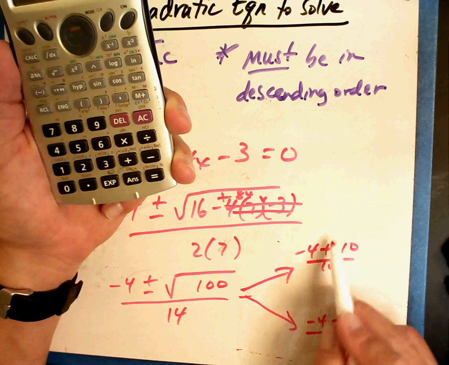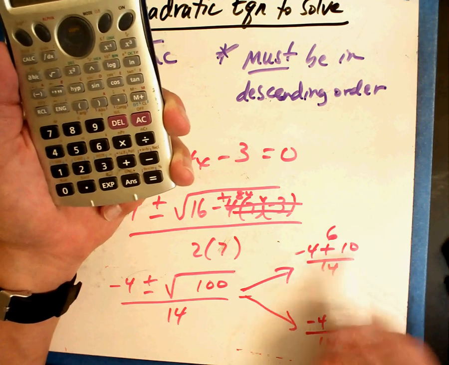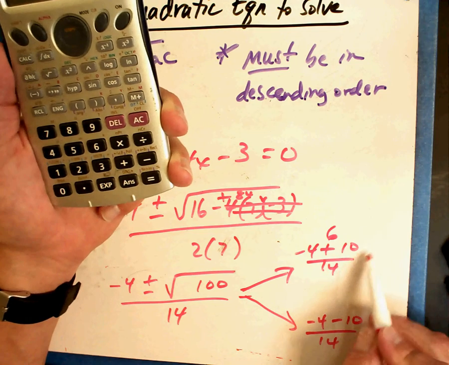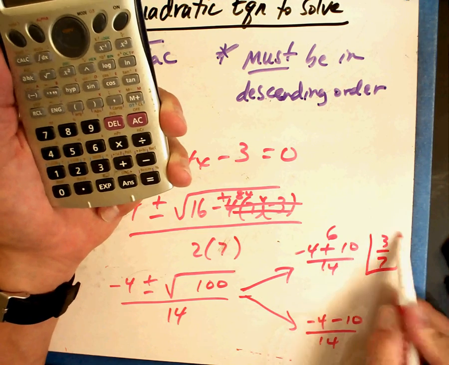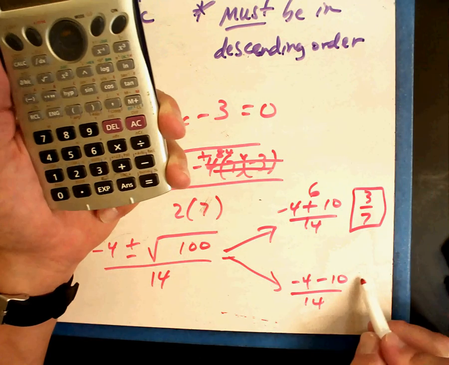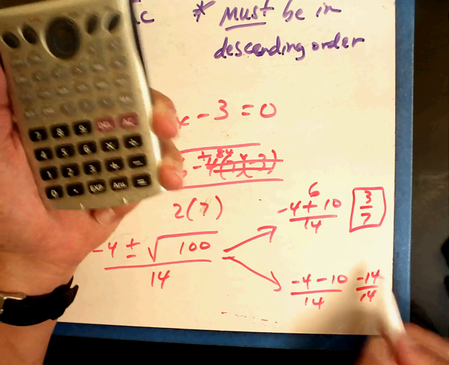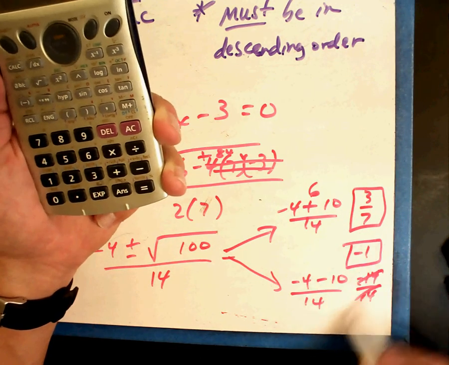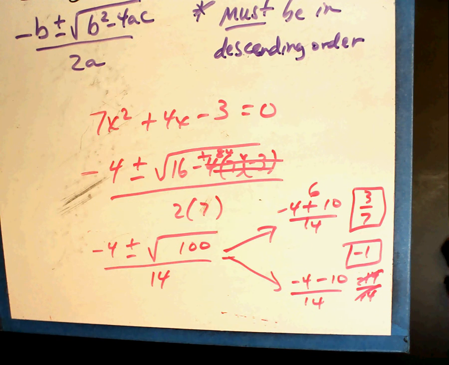So that's 6 over 14. Take the 2 out, so I get 3/7 reduced. And then this one's minus 14 over 14, which is obviously minus 1. And so those are my two values.